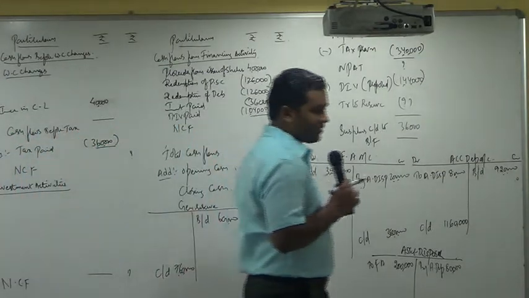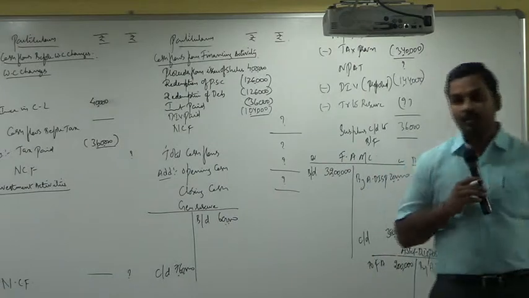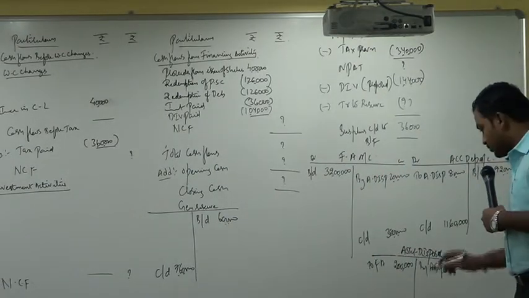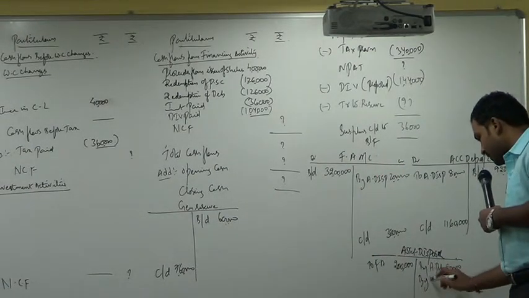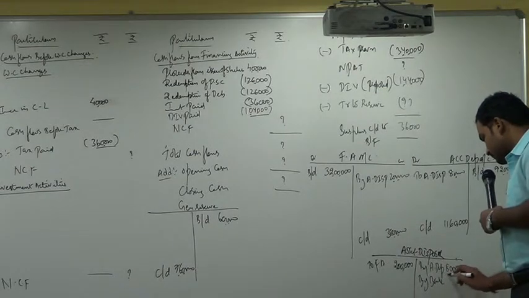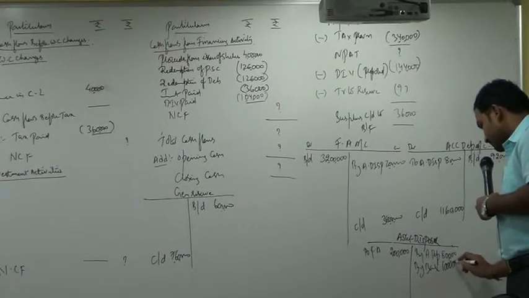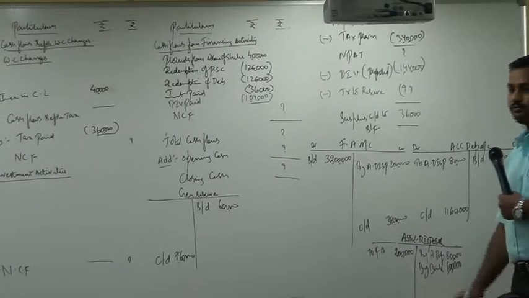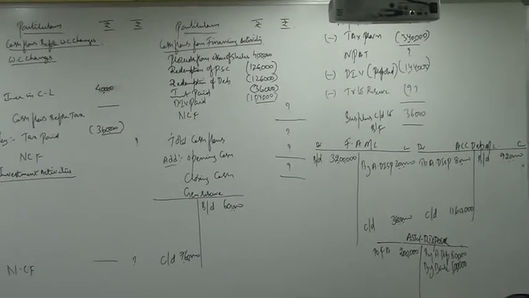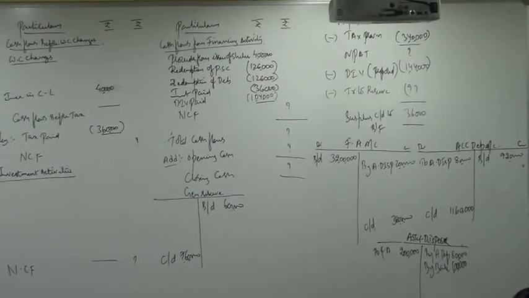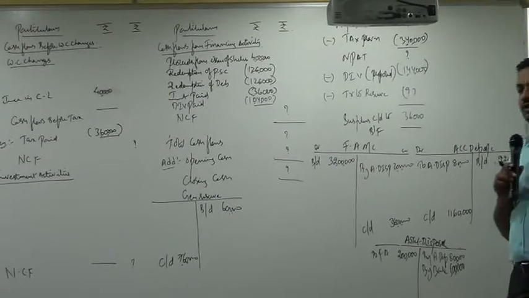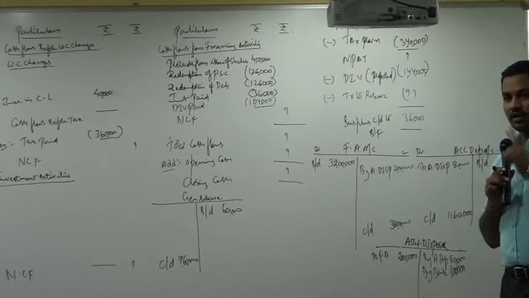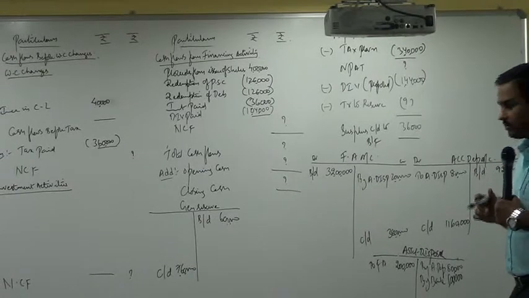Now tell me what is the sale price of this asset? 1 lakh. Bank account debit to asset disposal account. By bank 1 lakh. So this is a loss of how much? 20,000. Transferred to profit and loss account.